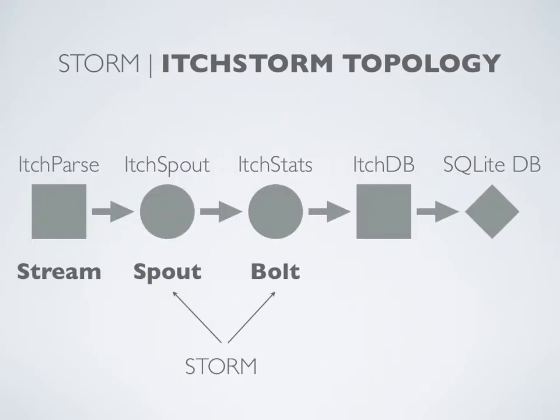So here's an example of the topology that I used. The stream, again, is our ITCH parser. The spout is our ITCH spout. The bolt is ITCH stats. And then that flows into ITCH DB, which I'll get into in a little bit here, which then stores the values into an SQLite database. Really, the only two parts of the topology that are actually operating within Storm are ITCH spout and ITCH stats.